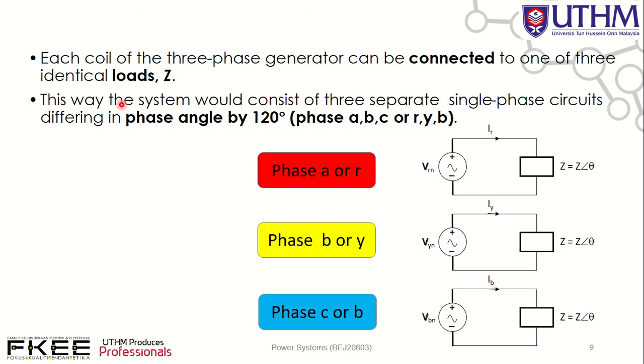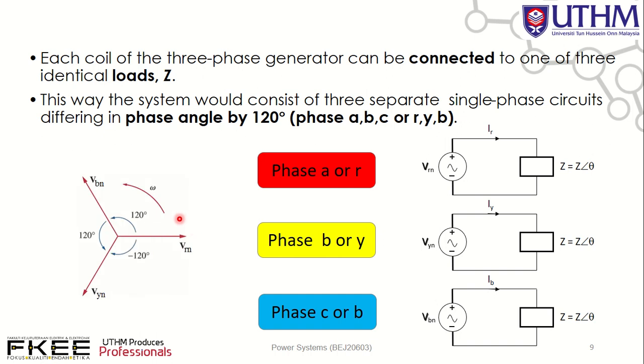Okay, so next we move to the three-phase connection. We have three different sources: phase R, phase Y, and phase B, which is red, yellow, and blue. For example, phase A of phase R, phase B of phase Y, phase C of phase B. In this case, B we call blue. Each phase we can connect to a load. This is load number 1, this is load number 2, and this is load number 3, a different load.